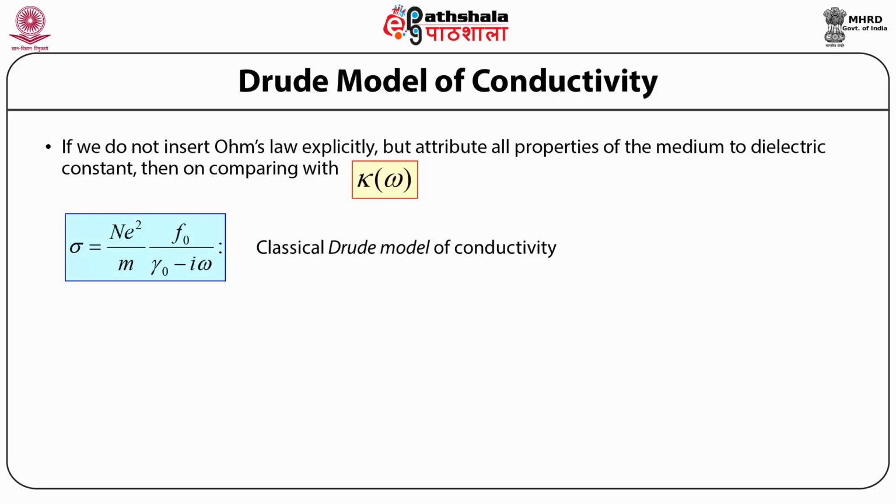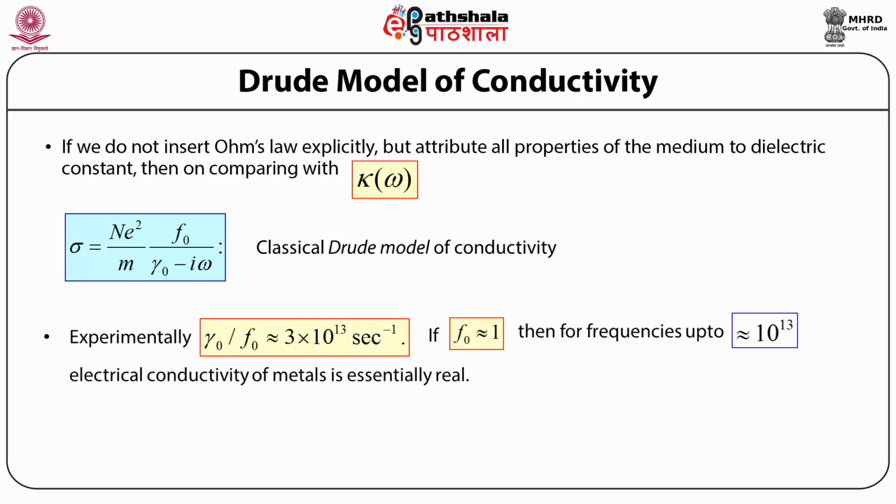This is basically the classical Drude model of conductivity. The damping constant gamma naught over f naught can be determined empirically from the experimental data on conductivity. The quantity f naught n is the number of free electrons per unit volume in the medium.